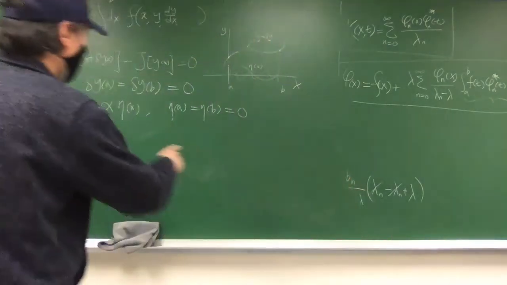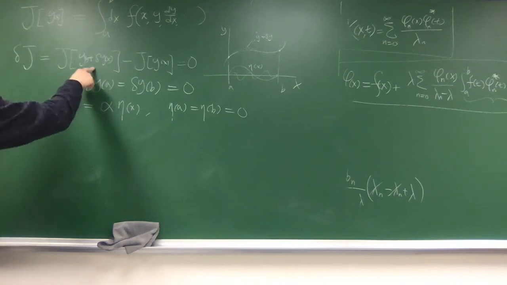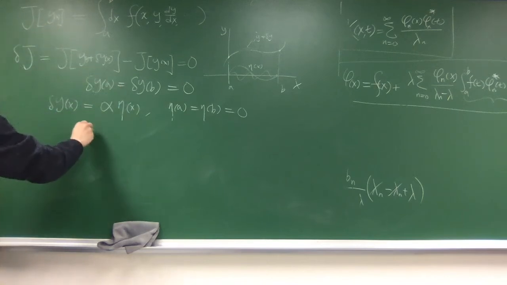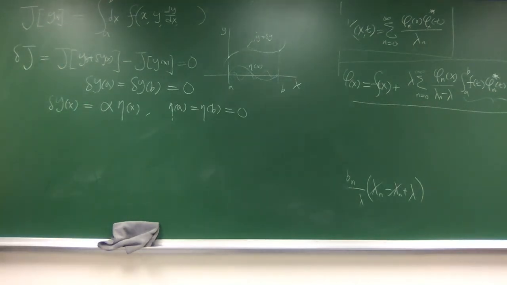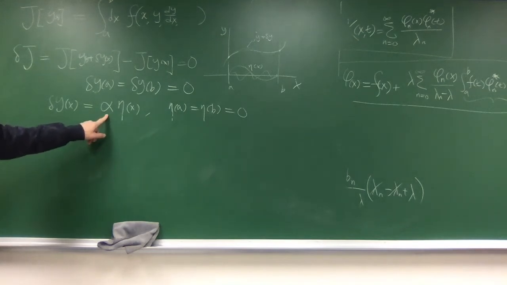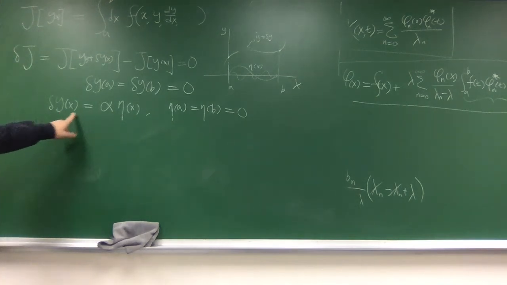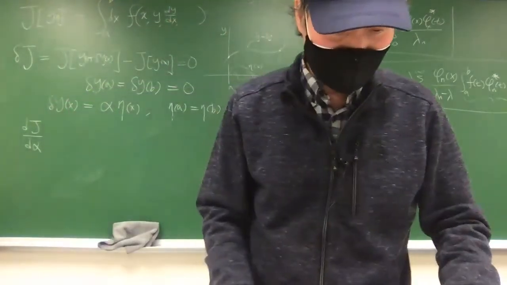Now the idea is that you only vary J as a function of alpha, because you fix eta. Since y involves this alpha, J becomes a function of alpha, because you're fixing y and eta, fixing the variation of y. So what we can now do is take the total derivative of J, dJ/d alpha, and set it to zero.